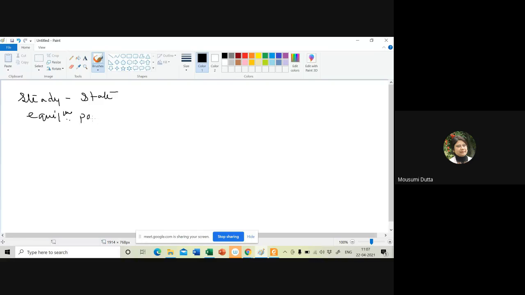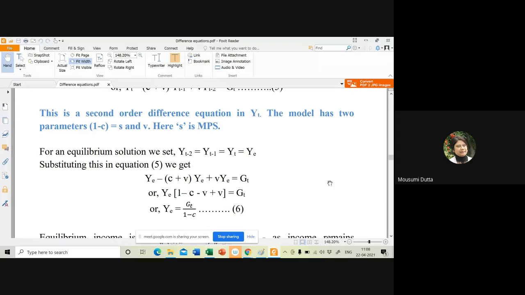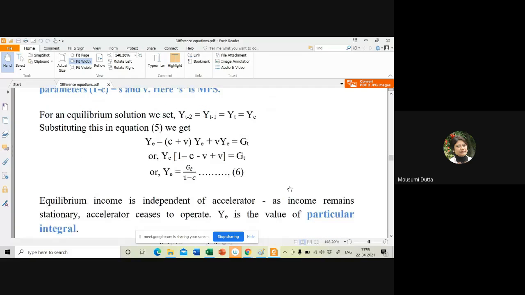Equilibrium position implies economy is at a steady state. So accelerator ceases to operate in this case. Whenever we are getting the equilibrium value, we are finding it is a function of MPC, marginal propensity to consume. However, it is not guided by the accelerator. It is not guided by V.